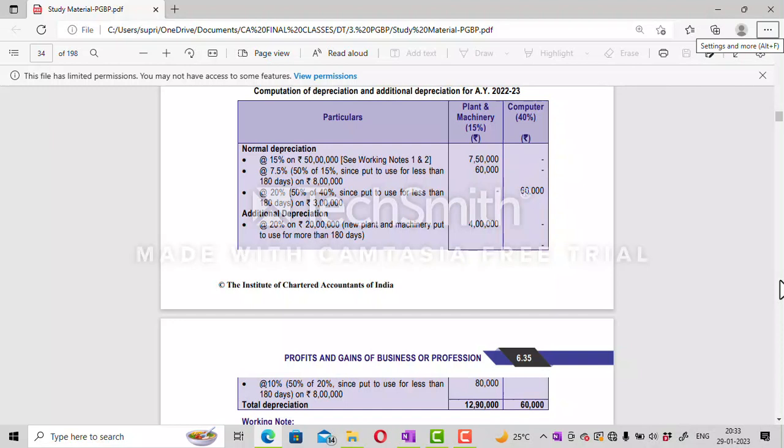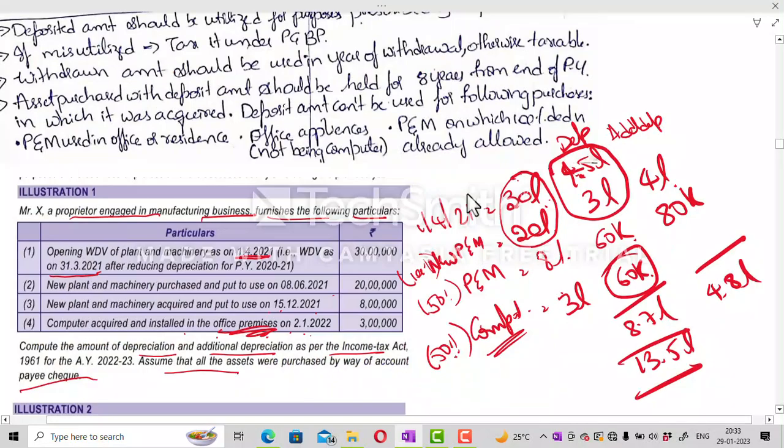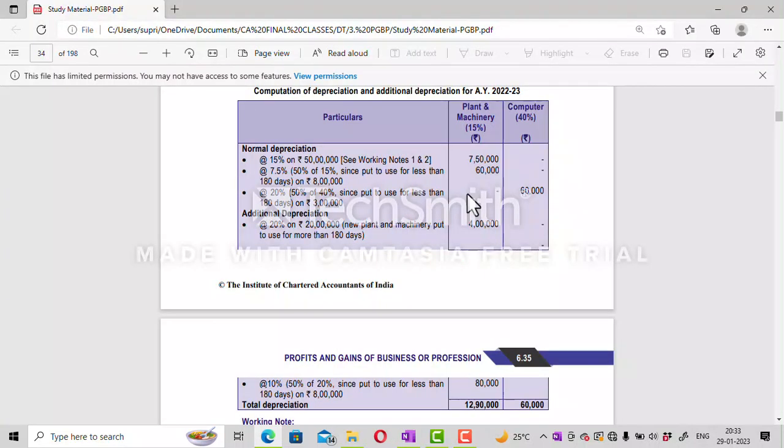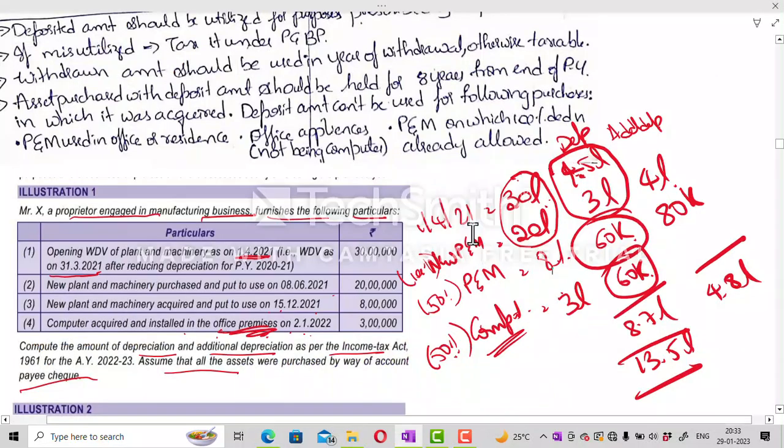And next 4 lakh. See, additional depreciation they have calculated. See this one also, 60,000 means 7.5% of 8 lakhs. So this is also correct only, 7.5% of 8 lakhs. And coming to additional depreciation, 20% of 20 lakhs means for new plant and machinery, used for more than 180 days. It is 4 lakhs. See here, 4 lakhs.